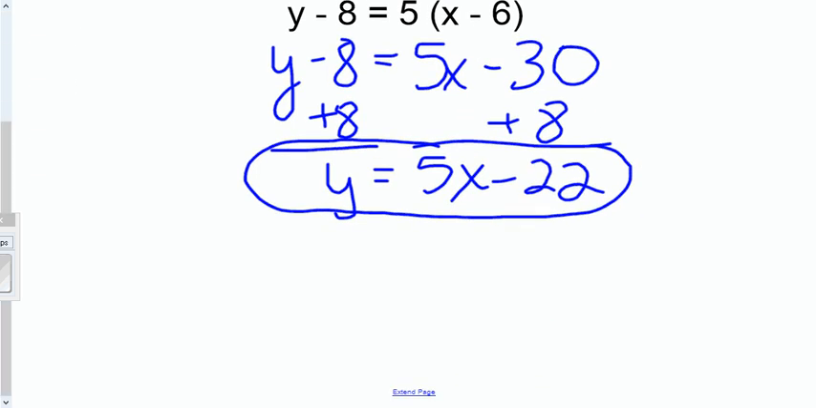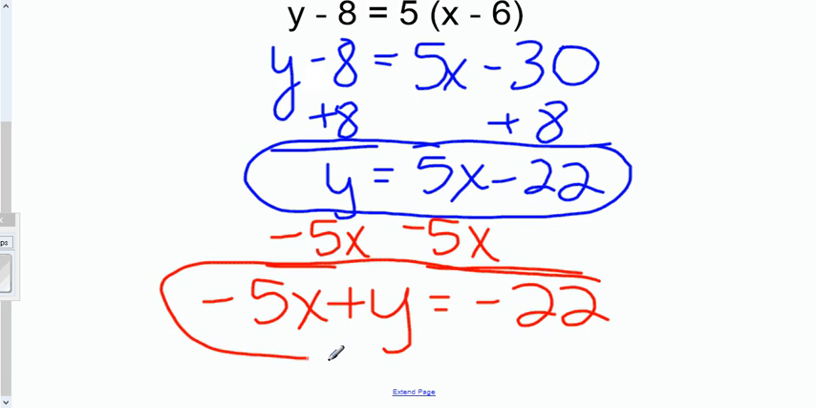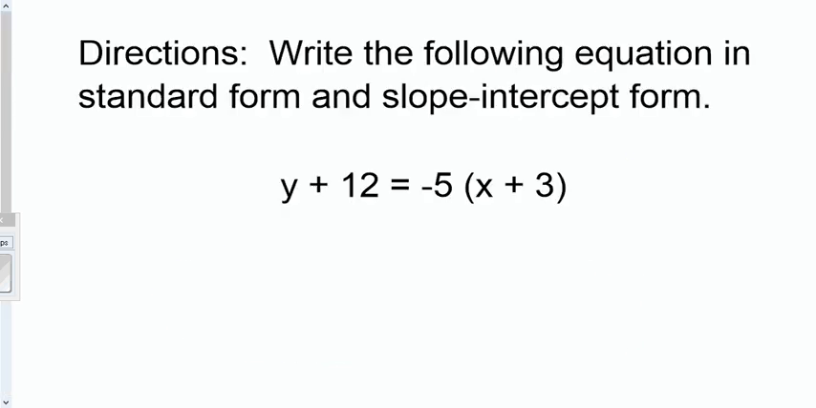Now let's make this into standard form. I'm going to subtract 5x from both sides. And I'm going to get negative 5x plus y equals negative 22. And that is my standard form. Let's try one more. Again, pause it and hit play when you're ready to resume and check your work.